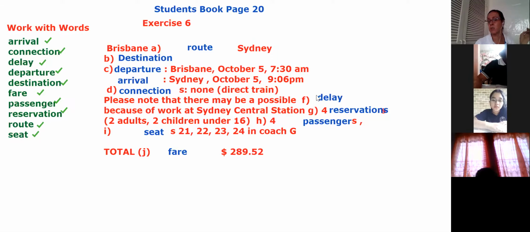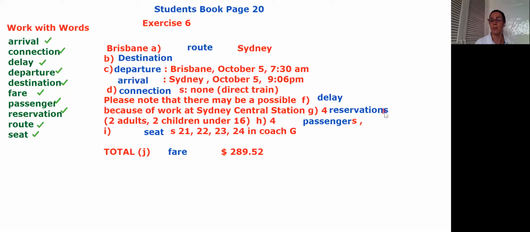You see when you go to the airport, delay. There is a delay, a flight delay. Trains can be delayed too. Reservation. You make a reservation, maybe for one or maybe for more than one. In this case, the reservations are made for 2 adults and 2 children under 16. That means they're younger than 16 years old. In total, there are 4 passengers.